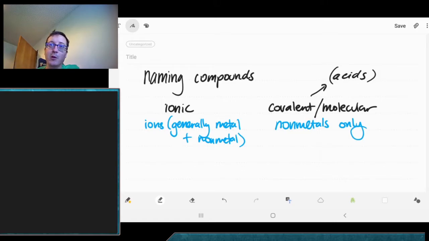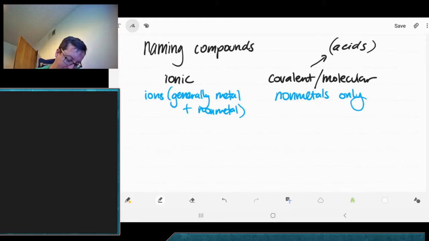And how are we going to distinguish those? Ionic compounds are made of ions. And very often, one of those ions will be a metal. A metal being a positively charged ion species that is part of our compound.